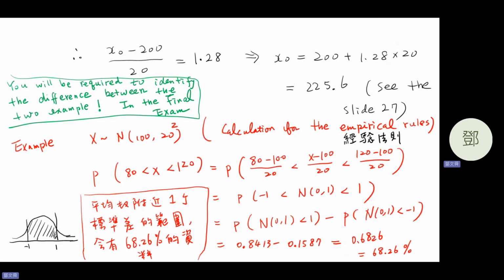So the area is 68.26. Does it look familiar to you? What is this? This is the number in the empirical rule. The percentage of data that lies within one standard deviation above and below the mean is 68.26%. Understand? This is how the empirical rule is developed. Right?